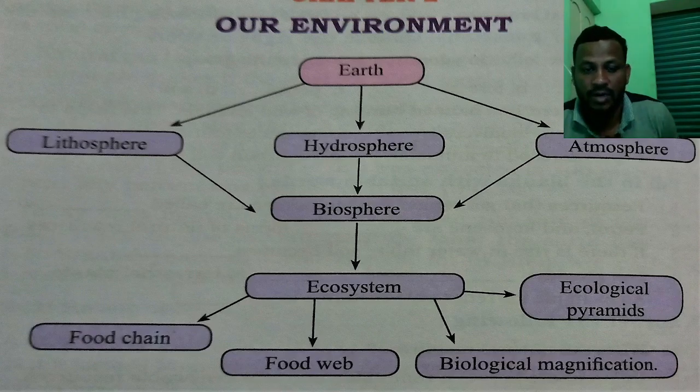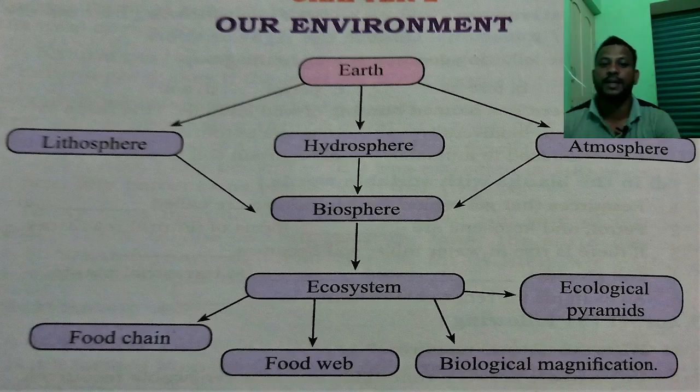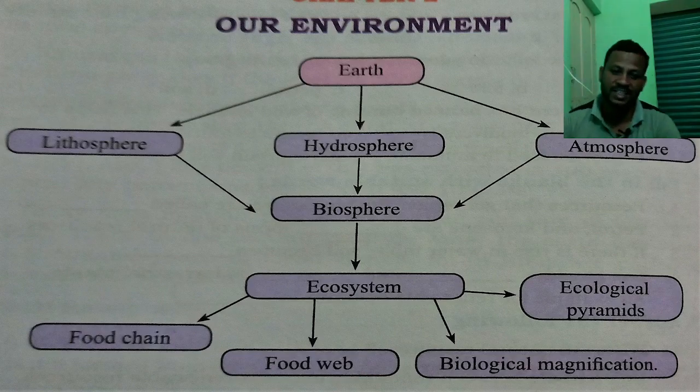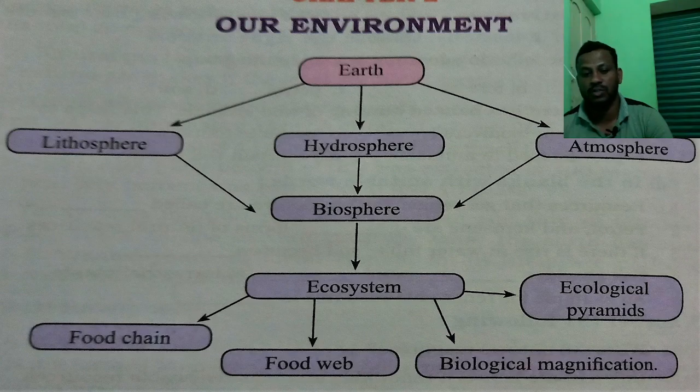Our environment begins from the earth. Earth consists of a lithosphere, hydrosphere, and atmosphere. The combination of the lithosphere, hydrosphere, and atmosphere is known as the biosphere. The biosphere is also known as the ecosystem. The ecosystem consists of the food chain, food web, biomagnification, and ecological pyramids. These are all the components in our environmental topic, and today we are going to discuss all these topics one by one.